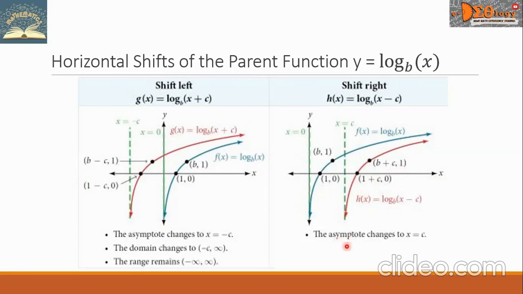Note that the asymptote changes to x equals c. Here is the asymptote, the broken line here. The domain changes to from c, comma, positive infinity, while the range remains from negative infinity to positive infinity.